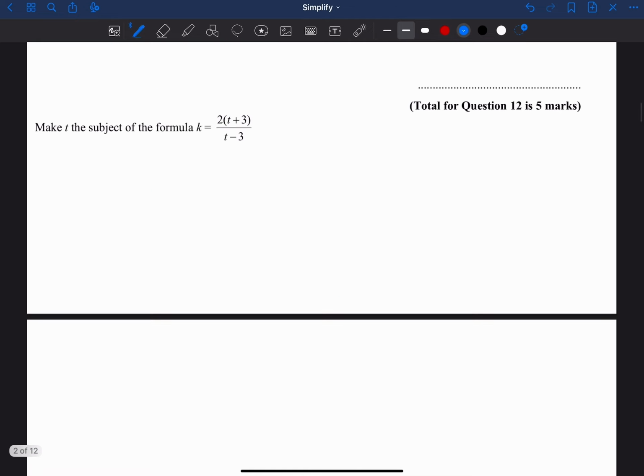Okay, because you cannot have a less than 0. Making the subject, an easy one. Let's rewrite this. K means k over 1. Let's expand the bracket on the top. That gives me 2t plus 6 over t minus 3.